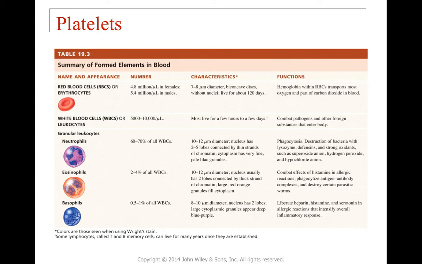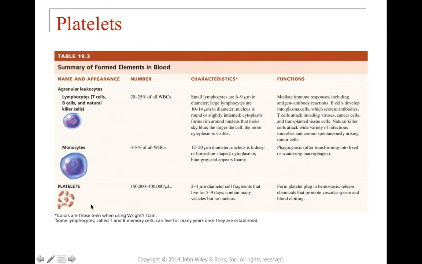So this is a summary of what's called formed elements. So formed elements are going to include platelets, but if we're looking at cells, we're not going to include platelets. So just to be clear, formed elements are going to include the erythrocytes, or red blood cells, going to include granular and agranular leukocytes, including neutrophils, eosinophils, basophils. Also going to include platelets.